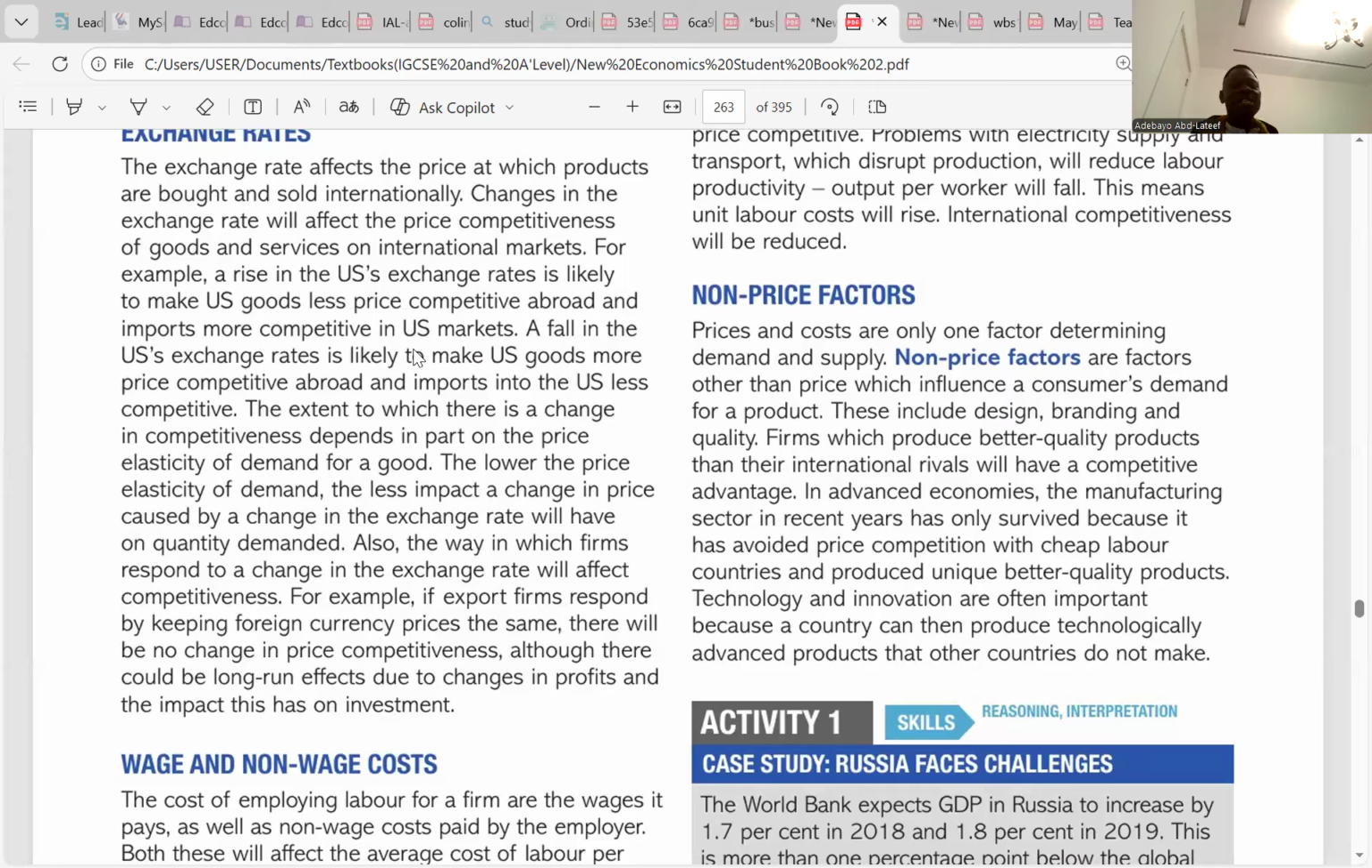So yeah, the exchange rate has changed, but it's also based on how firms in that market, in that country, respond towards that change. If they allow it to stay the way it was previously, they will still remain internationally competitive, but it's going to affect them in the long run.